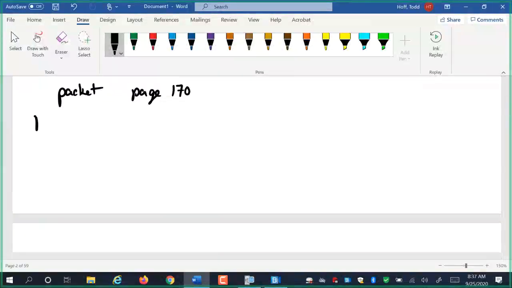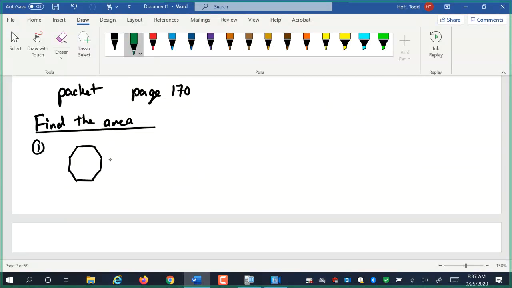In your notes, I want you to find the area of an octagon with a side length of 0.5. I'll give you half a minute or so, then we'll go through that.